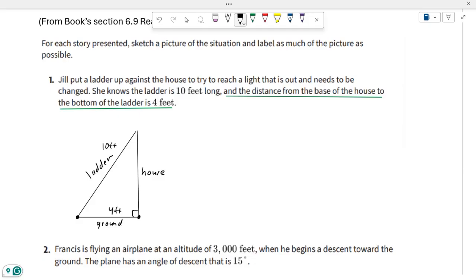The directions just say sketch a picture and label as much of the picture as possible. Well, we've sketched it, and I can't really think of anything else that we can label here. We don't know the height of the house, and we don't know any of our angles, and there's nothing else really going on in this problem. So that's my picture for number 1.